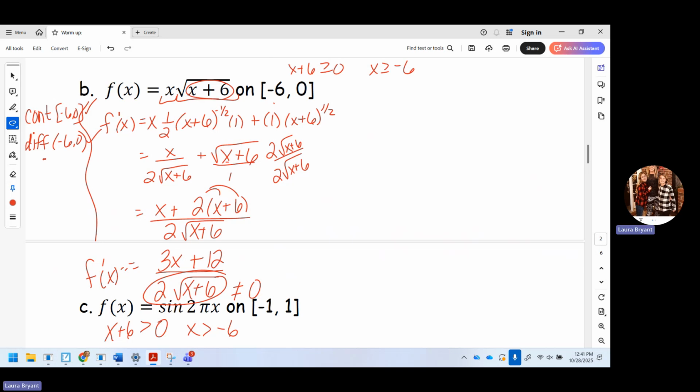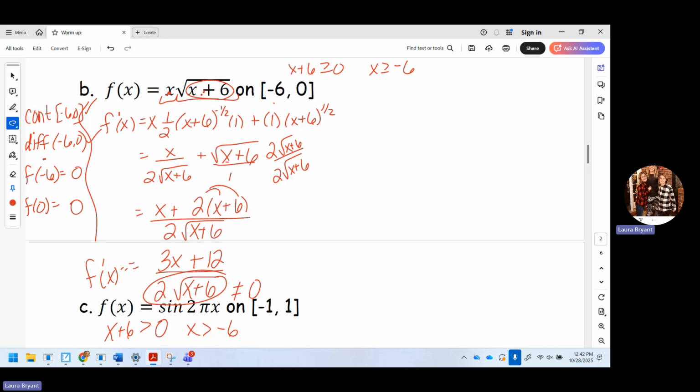And then I'm going to check my f of a and f of b. So f of -6 and f of 0. If I plug in -6 to this part, I'm going to get 0. So x times 0 is just 0. I guess it would be -6 times 0, which will still be 0. Then if I plug 0 into this part, I get 0 times square root 6, which is 0.